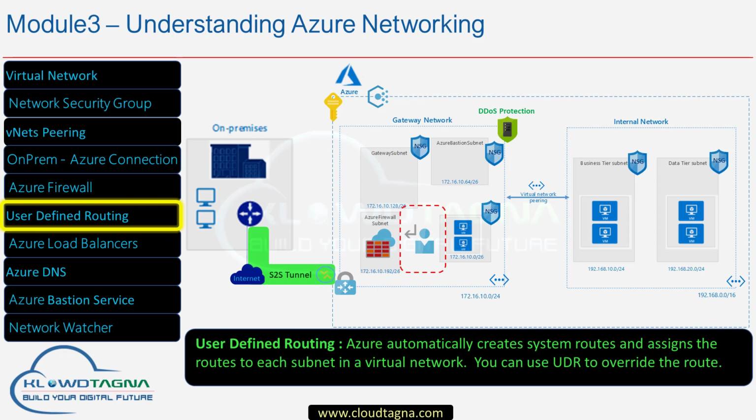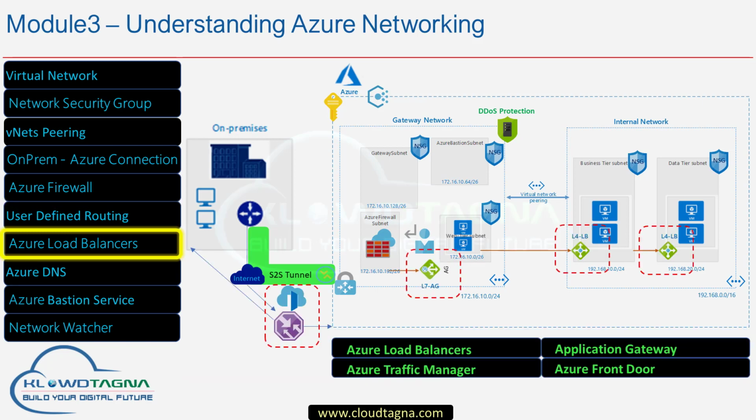Now, how do we ensure all the incoming and outgoing traffic flows through the Azure Firewall subnet? By default, Azure Network uses system-defined routing, which is automatically populated. In order to override the system routes, you can use user-defined routing by creating the routing table. So when you place any network virtual appliances like Azure Firewall, it is important to have the necessary UDR so that your incoming and outgoing traffic will be flowing through the network virtual appliance.